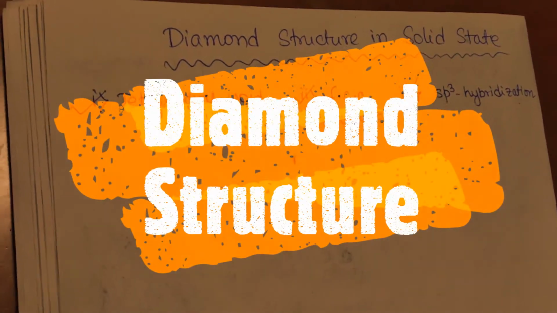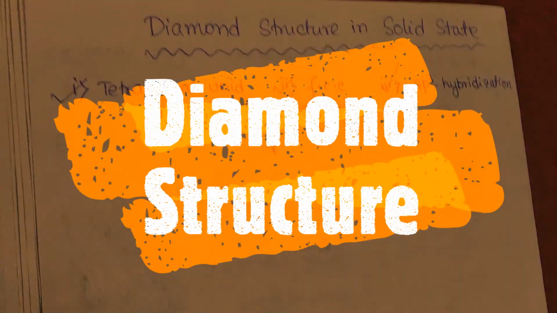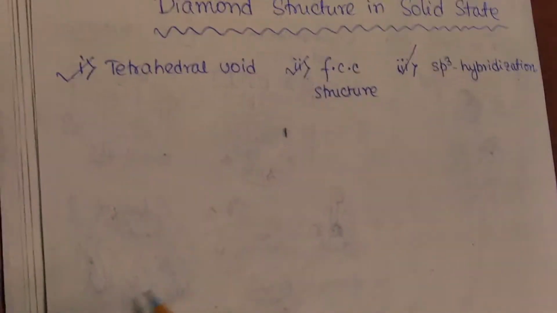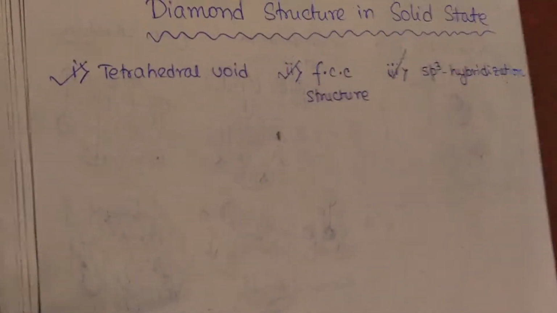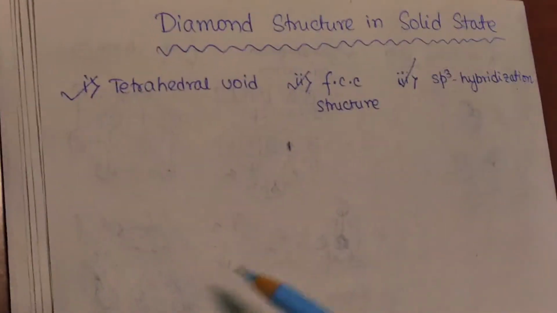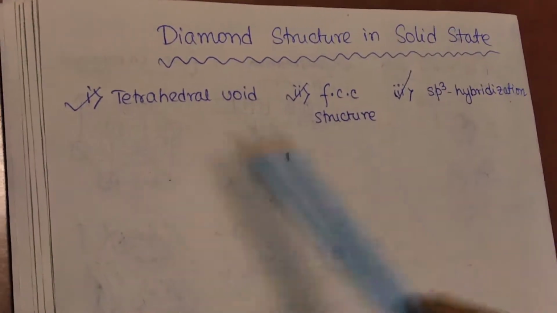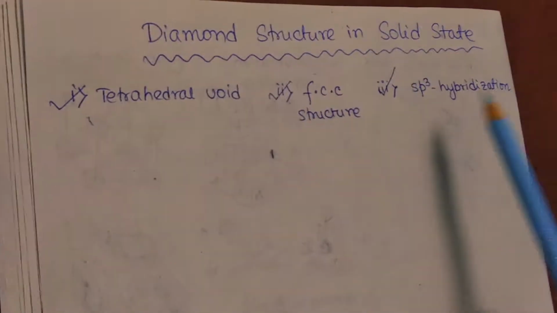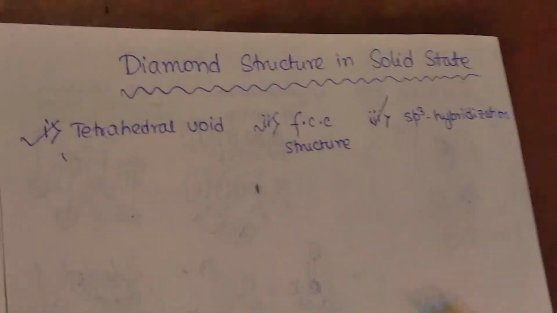So today we are going to learn the diamond structure in solid state physics. It's quite easy, but it seems to be difficult to draw this structure and to understand it. I think you all should have the idea about the tetrahedral void space, about the FCC structure, and about sp3 hybridization.